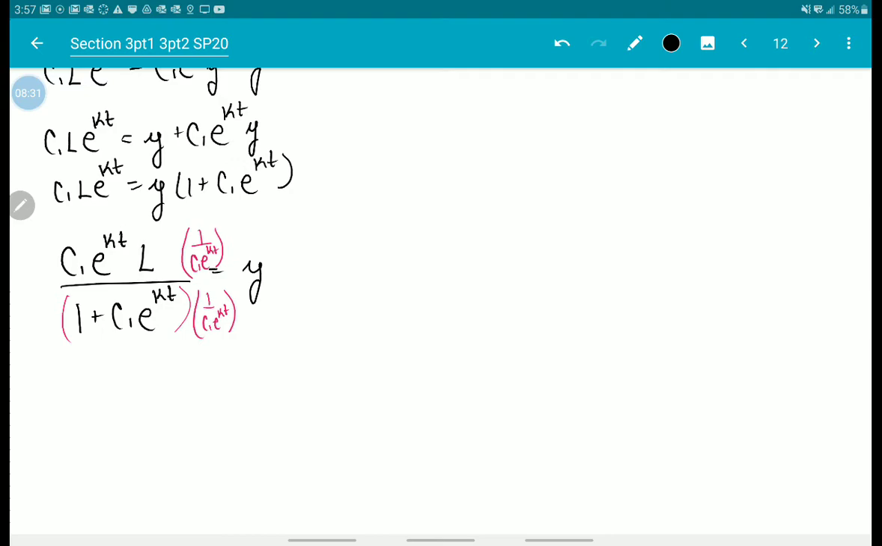So when I do that, I'm going to end up with just L on the top. There's our limiting or carrying capacity there. And I'm going to have 1 over c1 e to the kt plus 1 in the bottom. And that's equal to y.